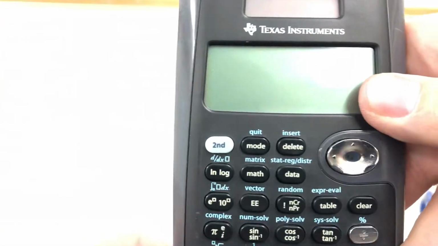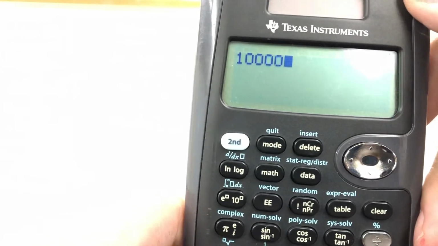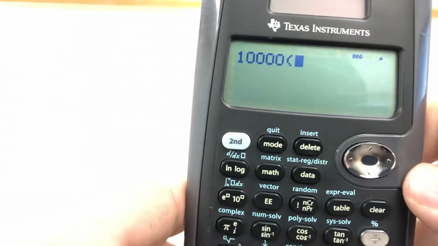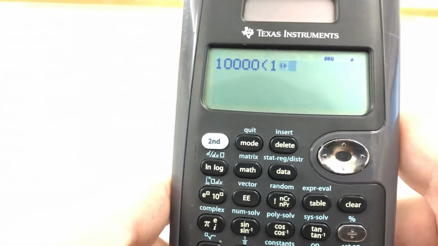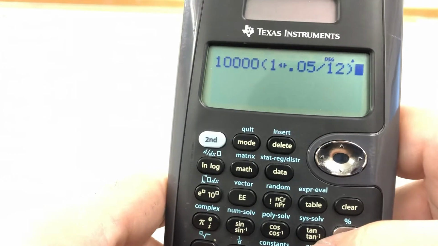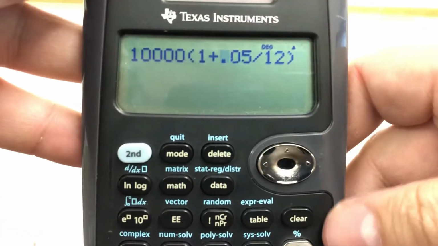For the display calculator, it's a little bit easier because we see what we type. 10,000 times parentheses, 1 plus 0.05 divided by 12, close parentheses. Is that really a plus sign? Hold on, folks. I think I pressed the wrong button. I did. Okay. I'm not sure what I pressed, but I was pressing buttons blindly.